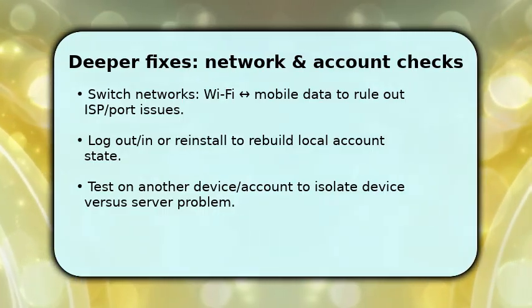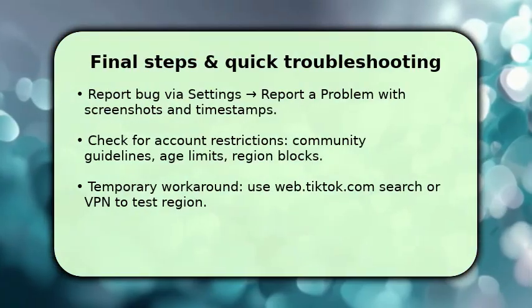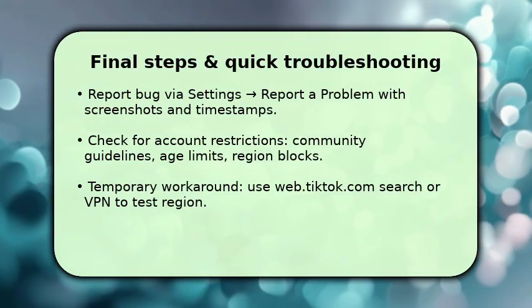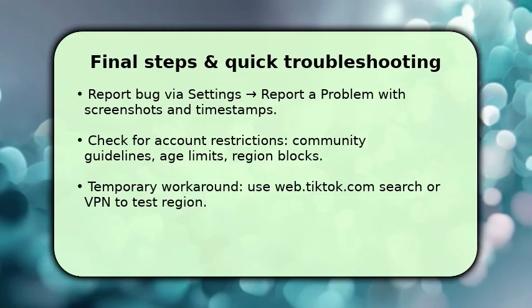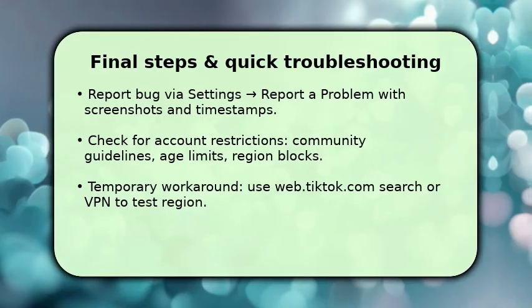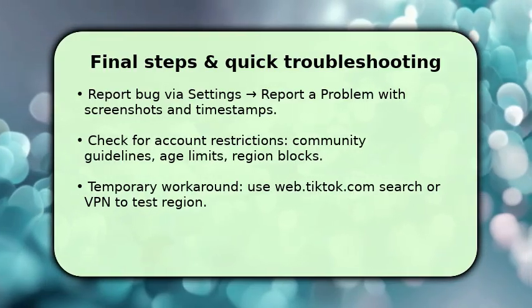Finish by ruling out policy and reporting routes. Check account restrictions and age or region limits. These can suppress video results. If everything seems fine, use web TikTok.com or a VPN briefly to test whether region-based filtering is the cause.